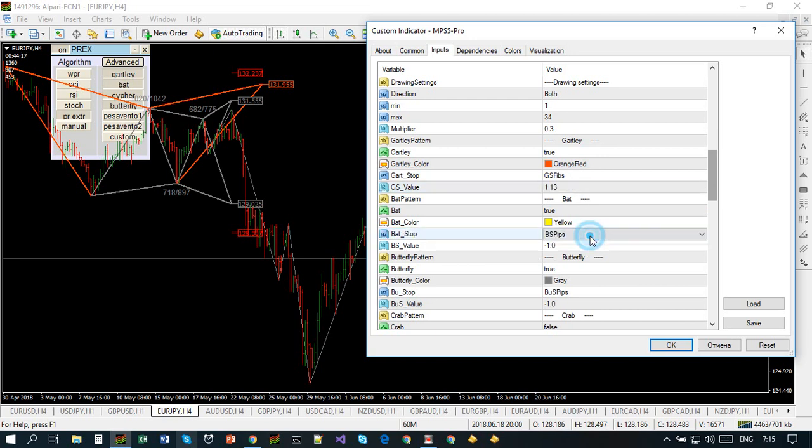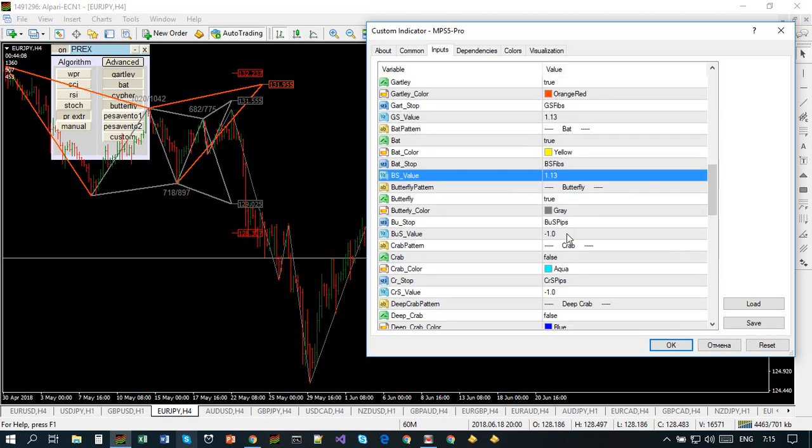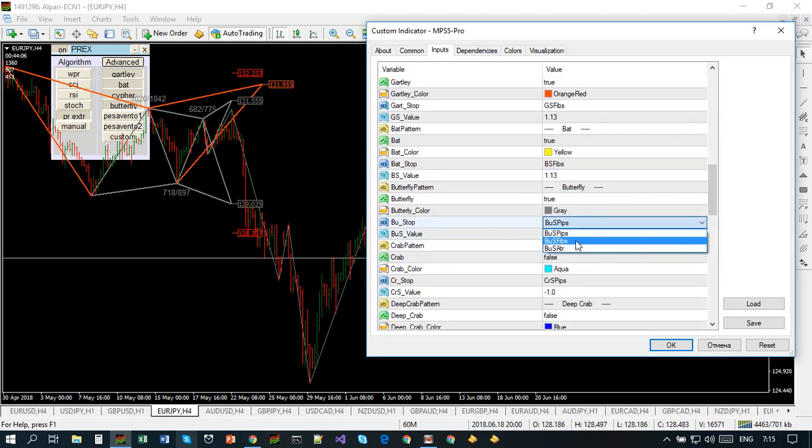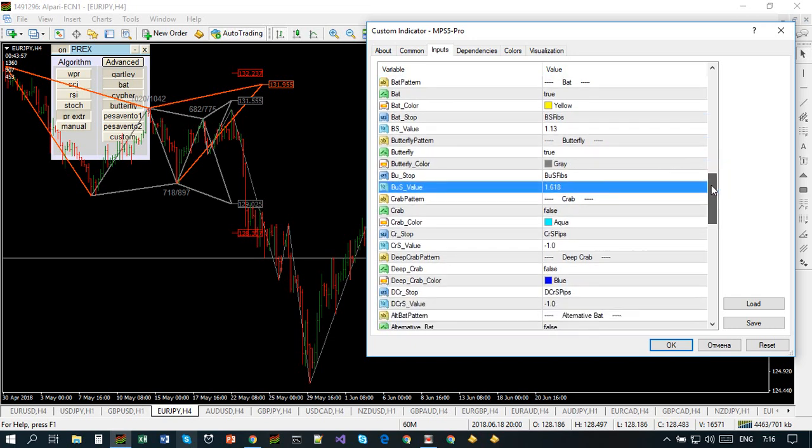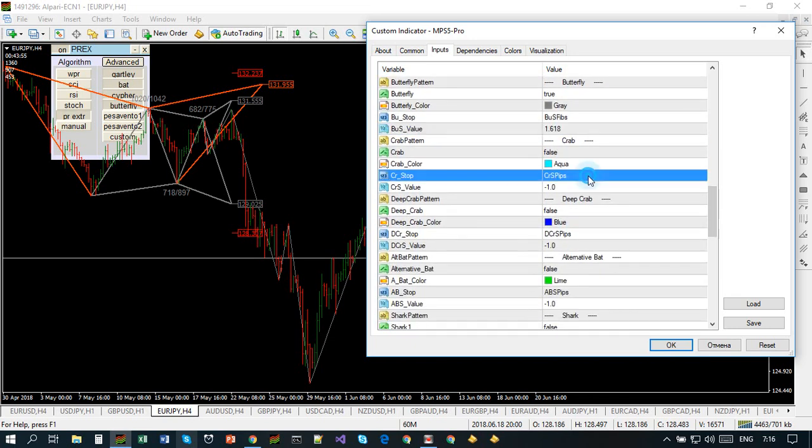And let me do the same with bats. 113 stop loss. For a butterfly, it is recommended to use 161.8 as a stop loss, because butterfly is invalidated as soon as price hits 1414. For a crab pattern, it is advisable to use the stop loss 2 if you like to use Fibonacci based stops.